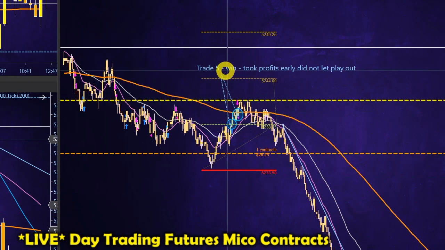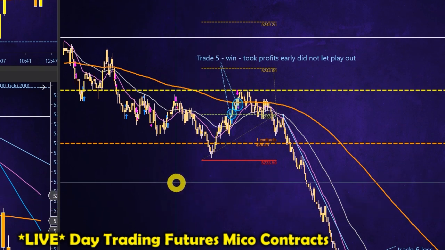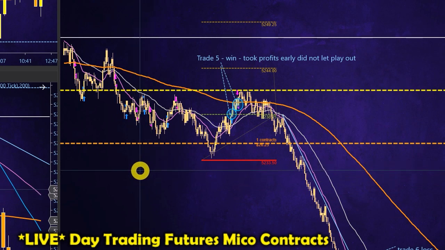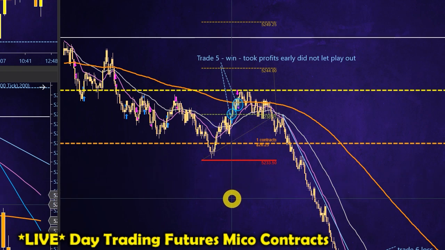Trade 5 did win. I didn't let it play out, because sometimes you can't let it trade out. If you're taking a trade that is, in your gut feeling, against the momentum, or there's something wrong and you can't put your finger on it, it's okay to not let the trade play out in certain situations. Okay, and I think that's true.